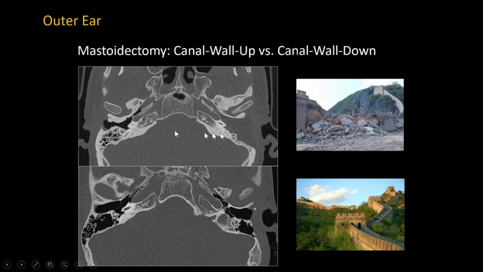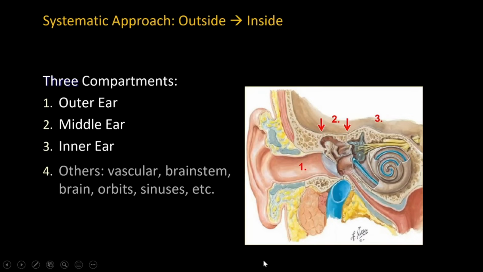wall of the mastoid. For the mastoidectomy, if they take down that bony wall, this is a canal wall down mastoidectomy. If the wall is intact, it's right here, there's mastoid cavity, then you have a canal wall up mastoidectomy. So next time when you see mastoidectomy, you can talk about canal wall up or canal wall down mastoidectomy. So that is outer ear.